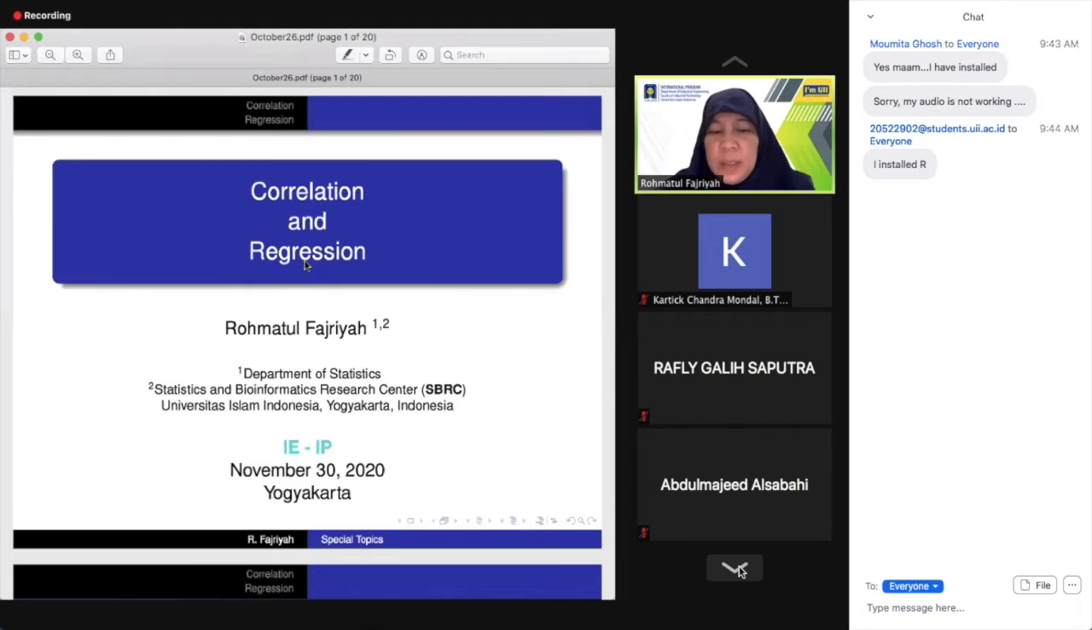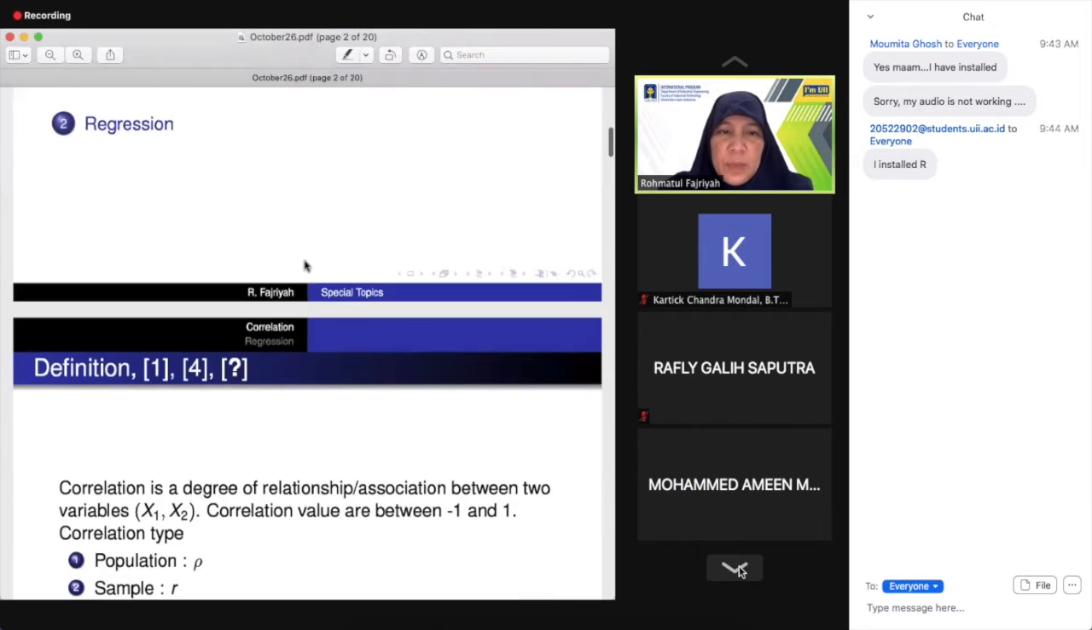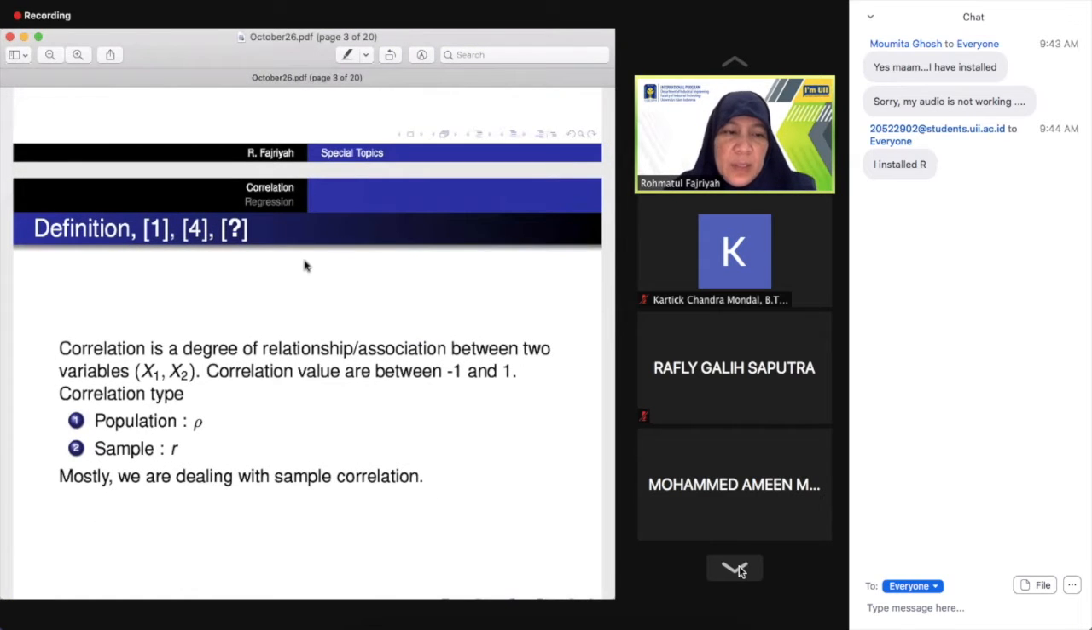So this presentation, actually, I prepared it for the 20th of October, but now I think we use it for today. So my topic is about correlation and regression, okay? So what is correlation and what is regression? We should learn from the definition.